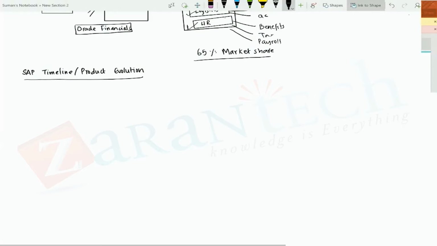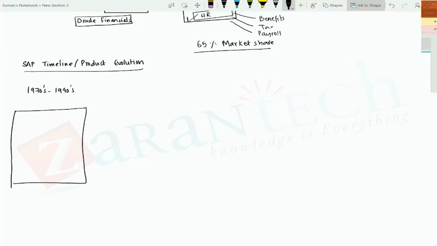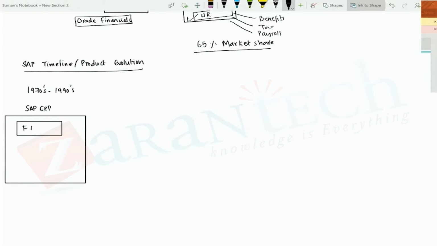Looking at the SAP timeline, as I mentioned, from the early 1970s until about the 1990s, SAP was primarily focused on only one product, and that product was SAP ERP. It has finance, logistics, and a human resource management system. That is all it was primarily focused on. If I want to generalize what this product is called, it is a transactional system.